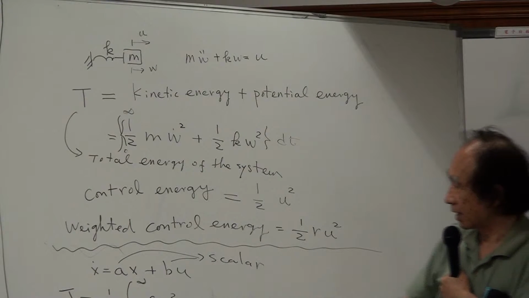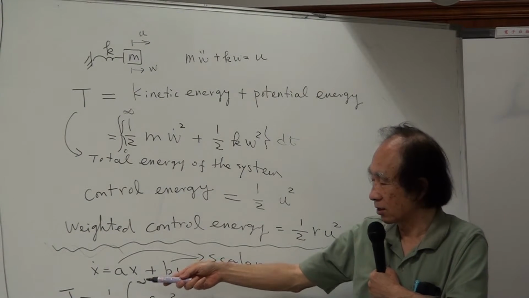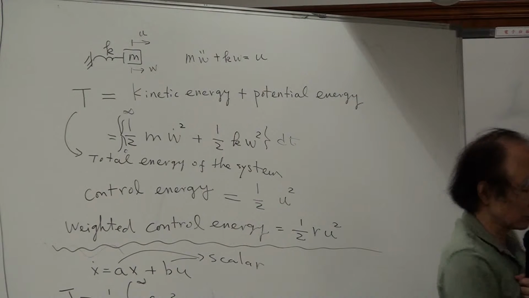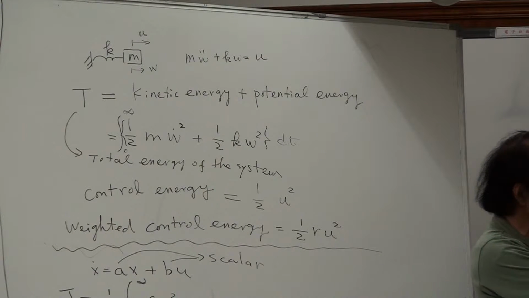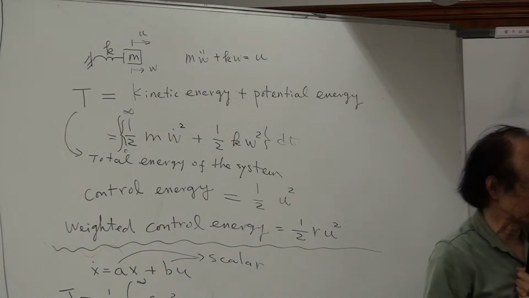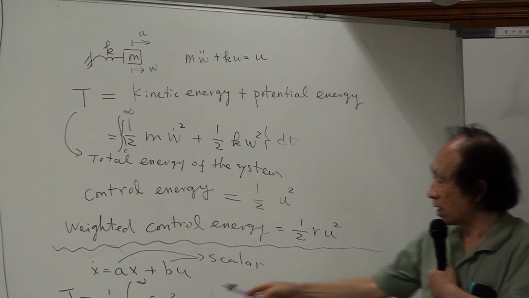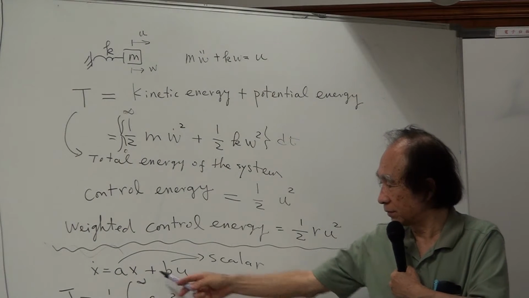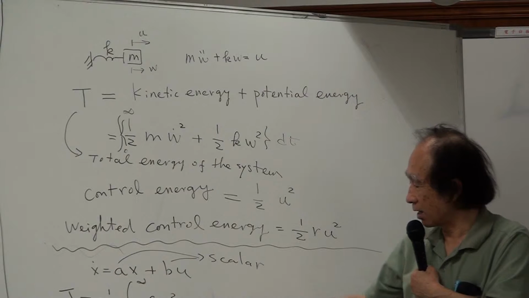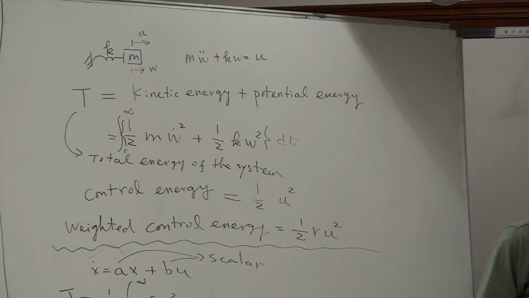So we define an index called J. J is nothing but the system energy plus weighted control energies. For this scalar system, my J equal to half integral from 0 to infinity of x squared plus r u squared dt. That's the index. Assume J is a constant index I define. So we define a cost index.